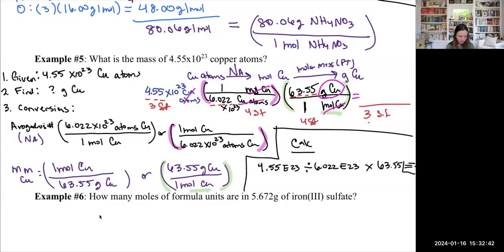And let's see what we get. So 4.55 e to the 23rd divided by 6.022 e to the 23rd. Those exponents will cancel. Times 63.55, enter. And I got 48.016, which to 3 sig figs is 48.0 grams of copper.